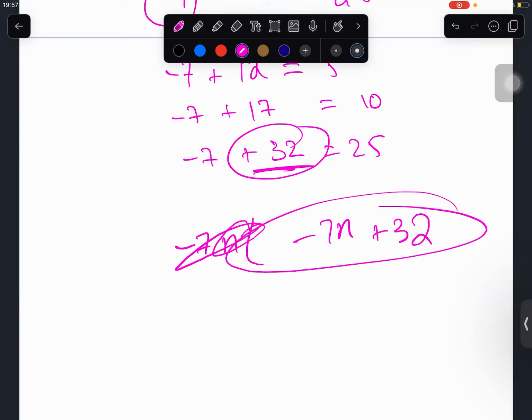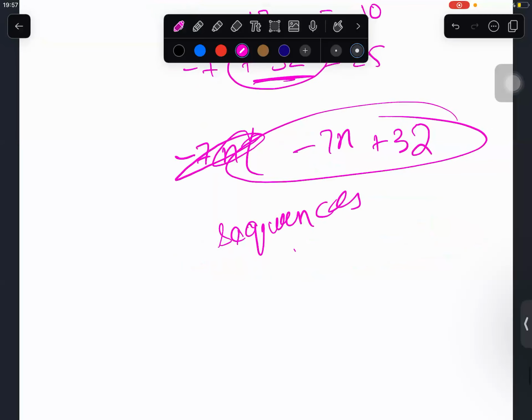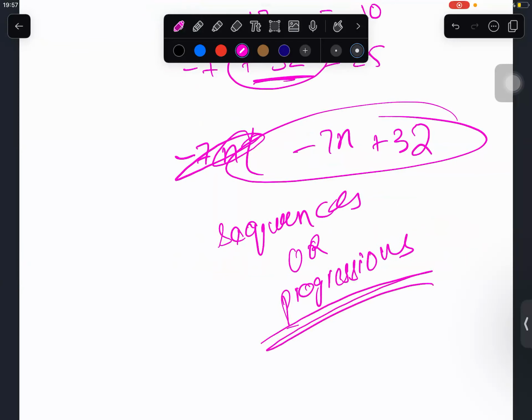Does this make sense? Yes. You don't always have to go through the whole table when you're talking about linear progressions or linear sequences. One other thing, sequences can also be called progressions. But I don't think I've seen that happen in the IGCSE exam ever. But if you ever come across this, do remember that progressions is just simply sequences.